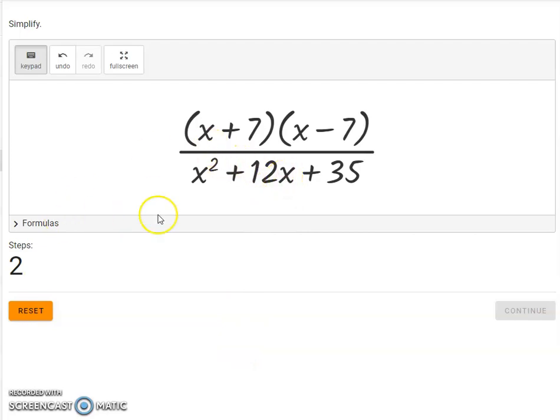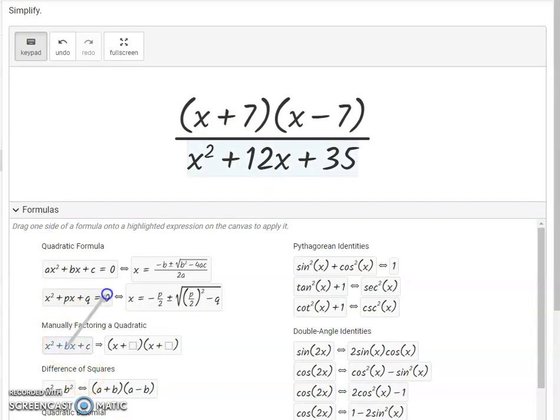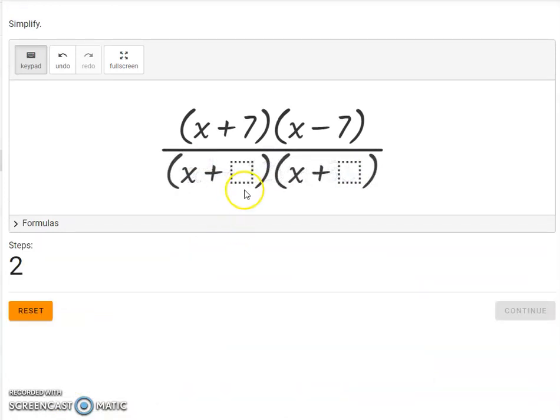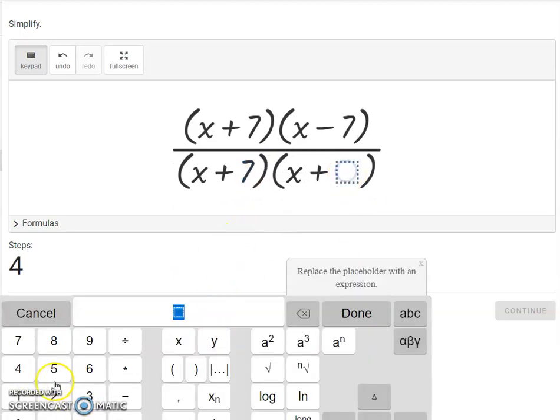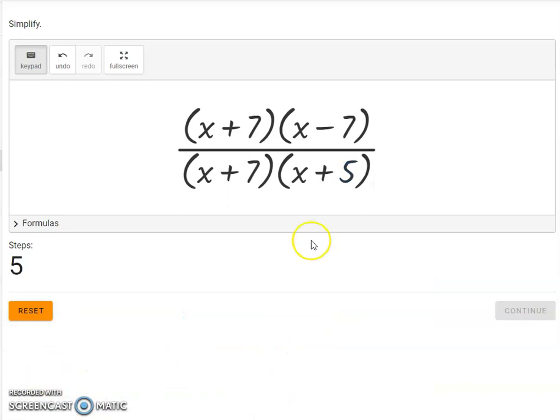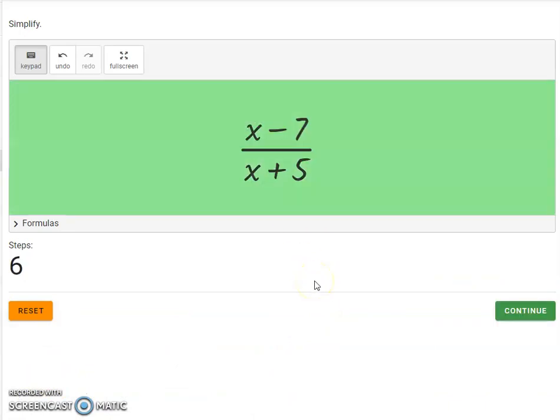And then in the denominator, the two factors are x plus 7 is one of them, and then the other one is x plus 5. So using the manual factoring of quadratic, replacing the squares with 7 and 5. This would be our value of 1, so the final answer is x minus 7 over x plus 5.